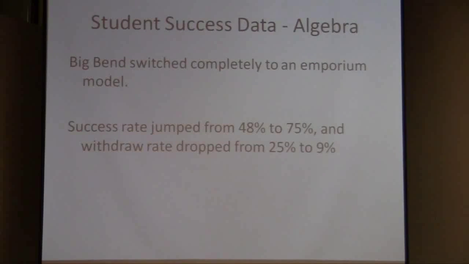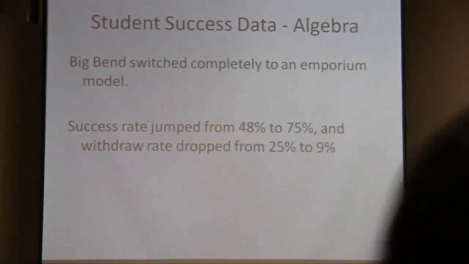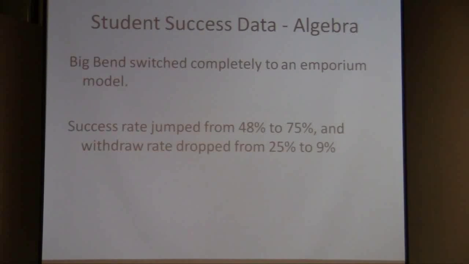Interestingly, the one place that we have seen some potential success is in algebra. Big Bend switched, as I said, entirely to an emporium-based model based on an extension of Tyler's original open work. They've seen their success rates jump from 48 to 75% and withdrawal rate drop from 25 to 9%, though I have a feeling that that's largely due to the format change as much as the content. I mean, it's a little hard to parse out the content there.